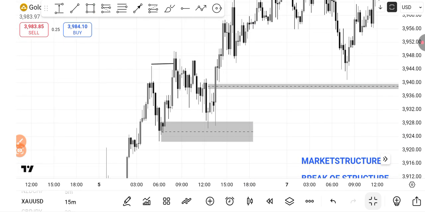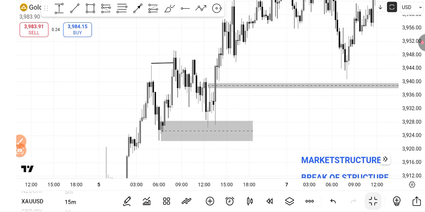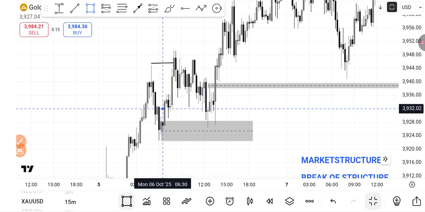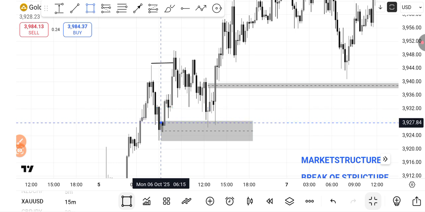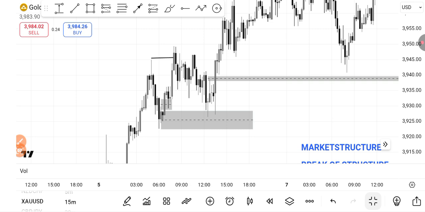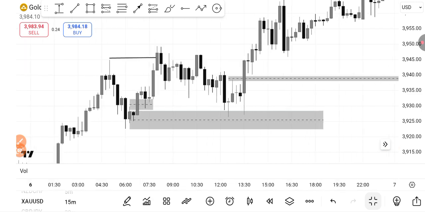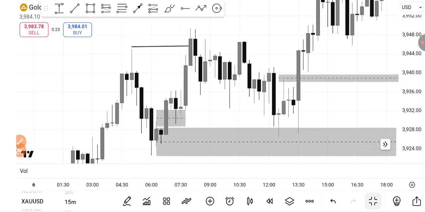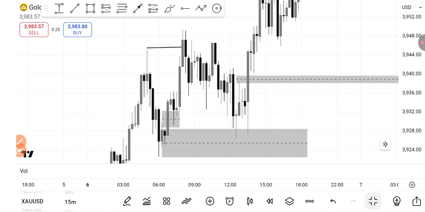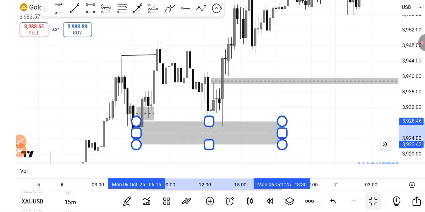So I waited for price to come, and before that, as you can see, there is a fair value gap. The space between the third candle, this is my fair value gap. The gap between the first candle after the consolidation and the third candle after the consolidation. Let me zoom it so that you can see it properly. This is a fair value gap here. That space between the first and the third candle after the consolidation. So I had my order placed at the origin.